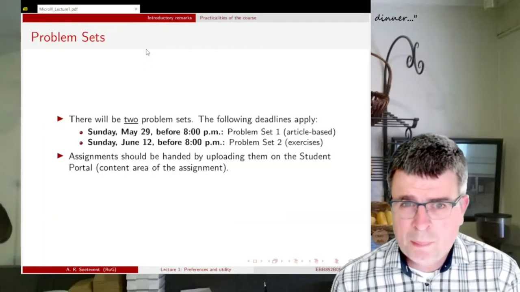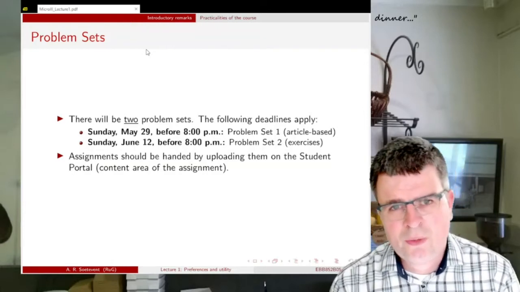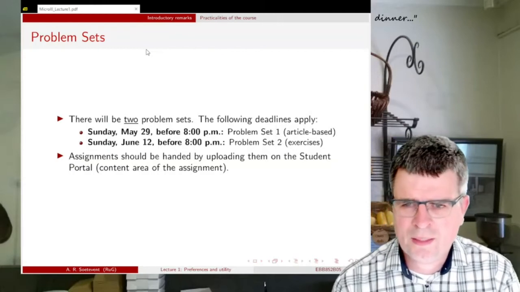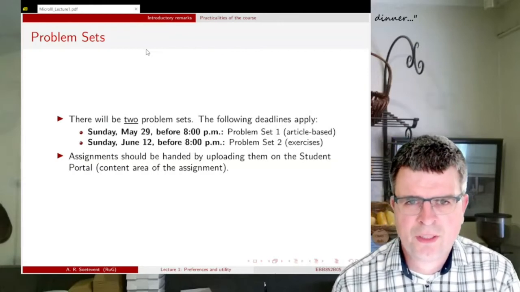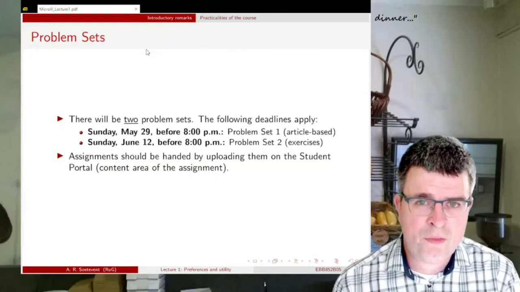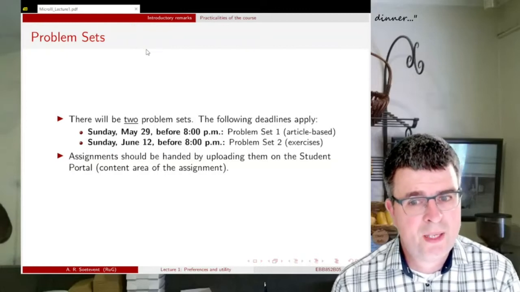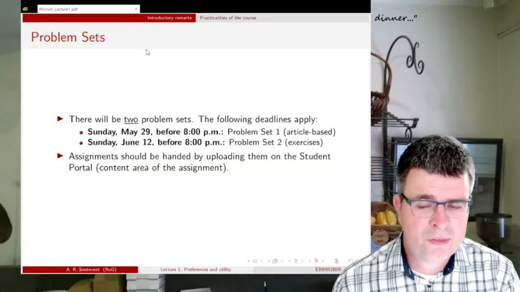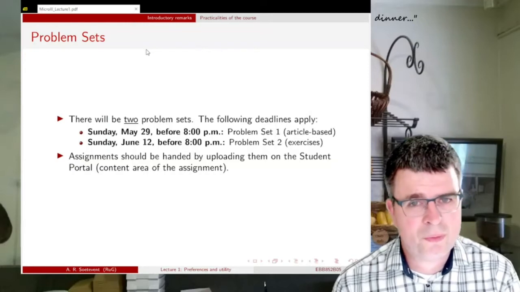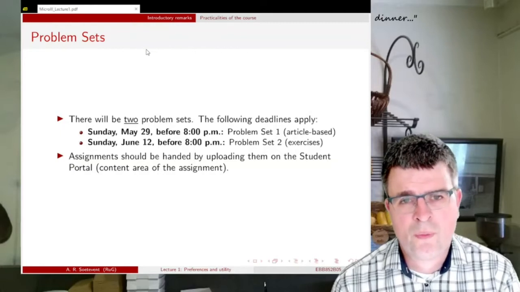There will be 2 problem sets, and for the problem sets there are 2 deadlines and you need to hand them in before the deadline. The first deadline is on Sunday, May 29. The problem sets are already available online, so you can download them today. And you know that it's not yet May 29, that's still quite some weeks off. So you have the opportunity to really plan working on the assignments at a time that suits you.